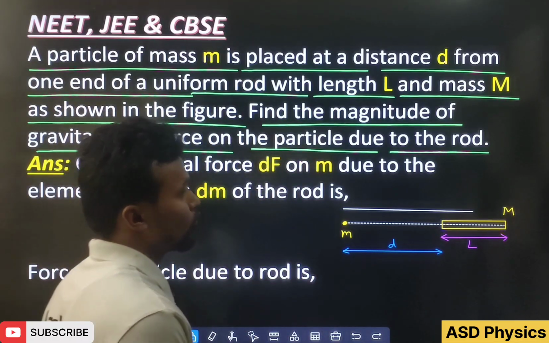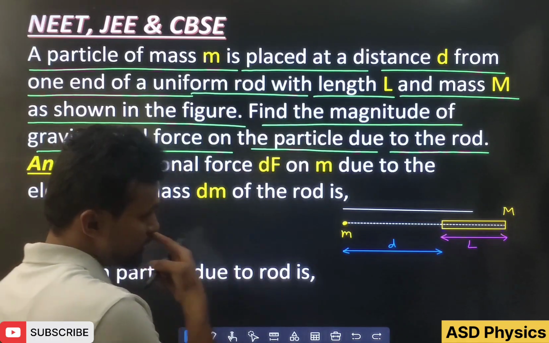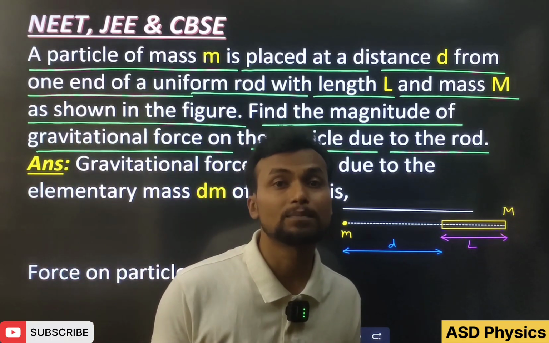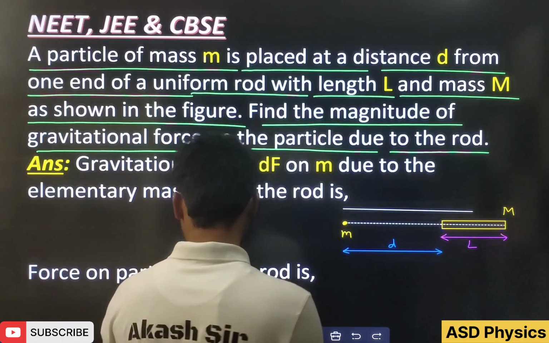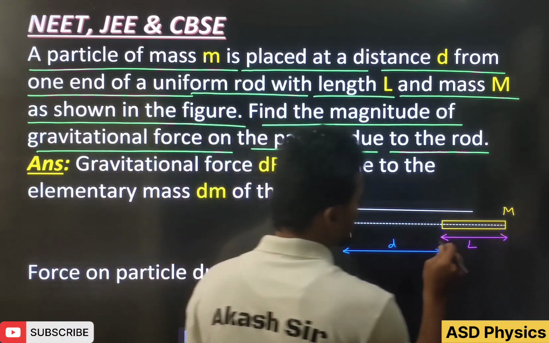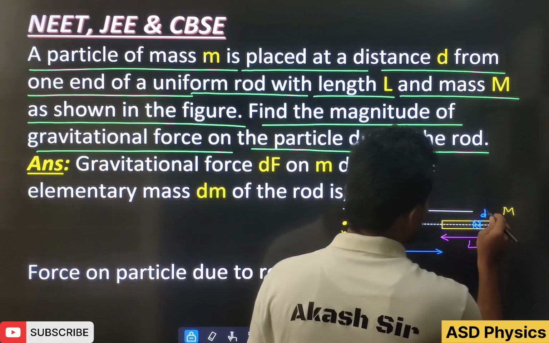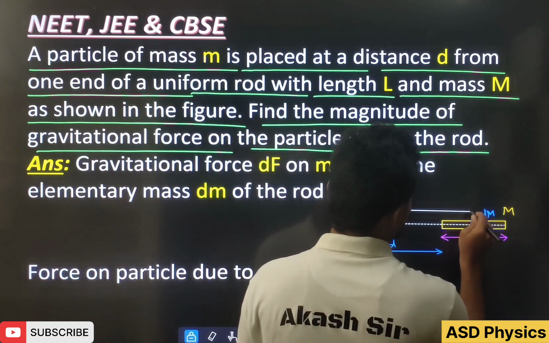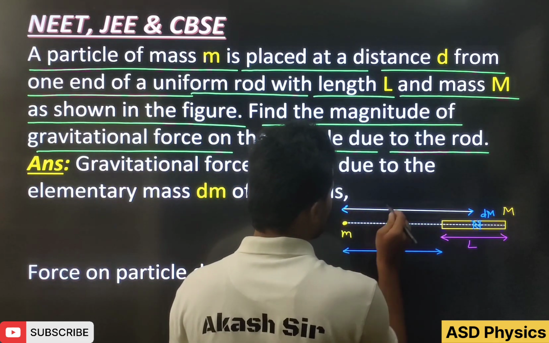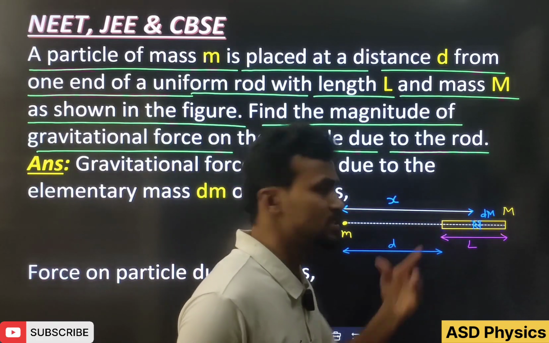So what will happen in this situation? You know very well, Newton's law of gravitation is applicable for two point masses. So here already the point mass is there. Now in the rod also I will take a very small mass here. Okay, this one I have taken, the very small mass of the rod. And this mass is dm. Let's take this dm, and this small m, the distance is x. Now this is also a point mass, this is also a point mass.